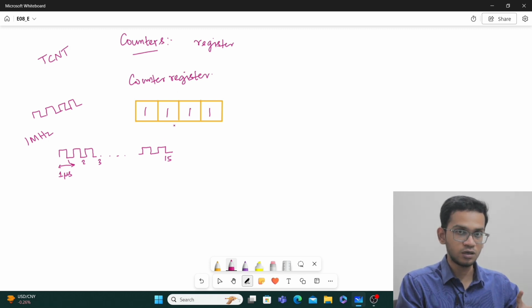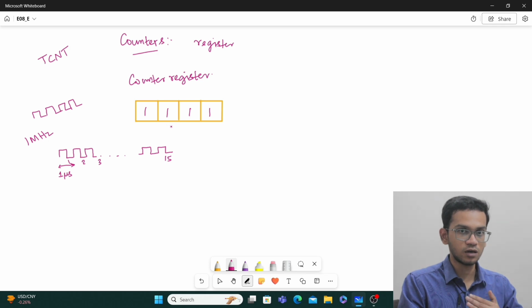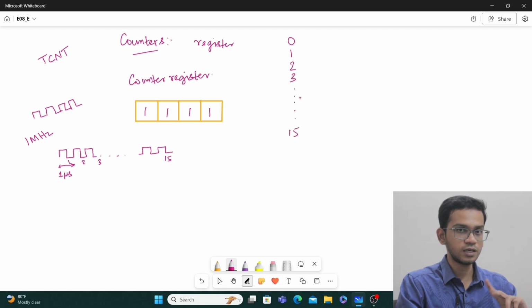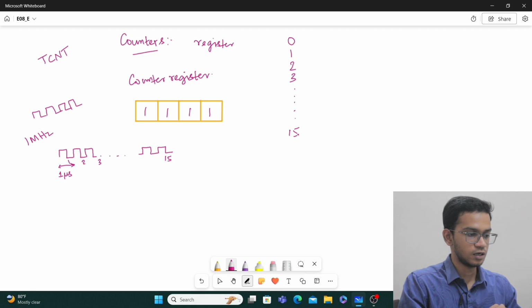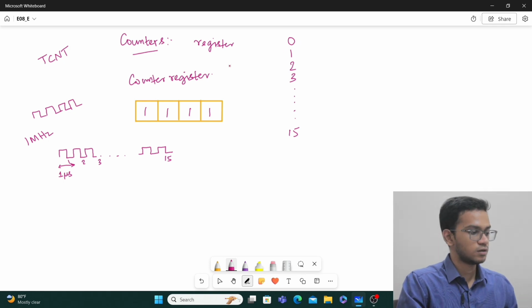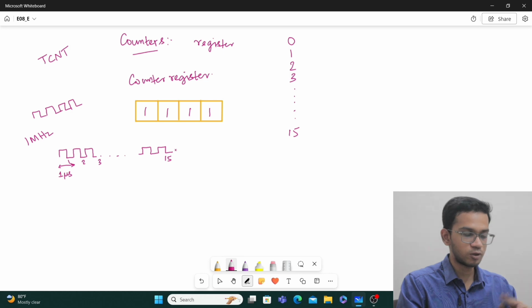Once it reaches this point, there are two possibilities. Now it has counted from 0, 1, 2, 3 up to 15. Either it can count back, that is from 15 back to 14, 13, down to 0, or once 15 is reached, when the next clock pulse comes, it can directly jump to 0. Based on this, we have the up-down counter and the up counter. Now first let us talk about the up-down counter.